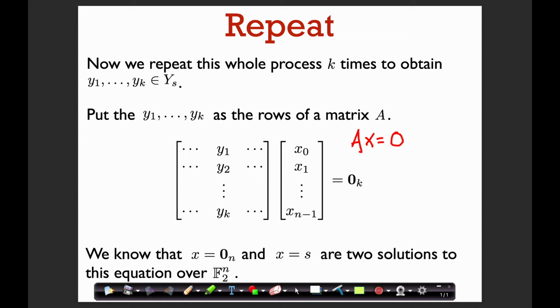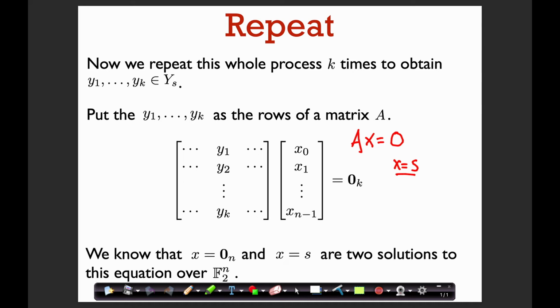Now let's think about what the solutions to this equation are. The right-hand side is 0, so we have a homogeneous equation here. So x equals 0 is always going to be a solution. But x equals s is also going to be a solution, right? We know that that's going to be a solution here. That's what we saw in the previous slide: no matter what string y we get back from the measurement, it must satisfy that y dot s equals 0.